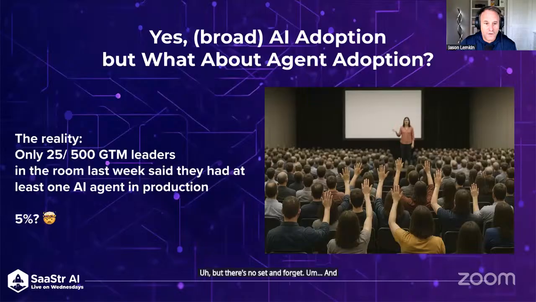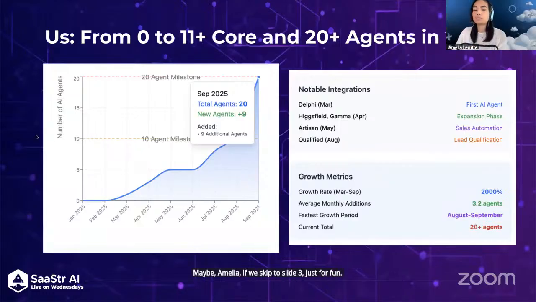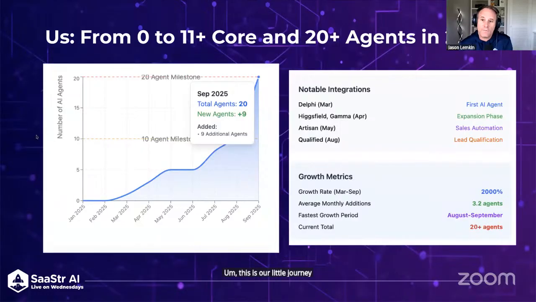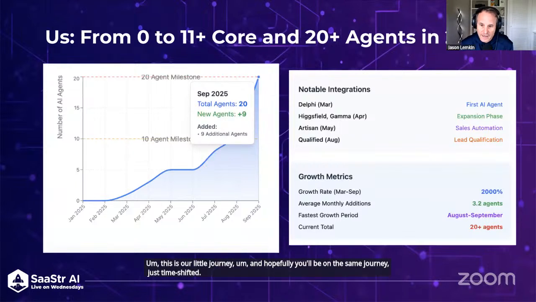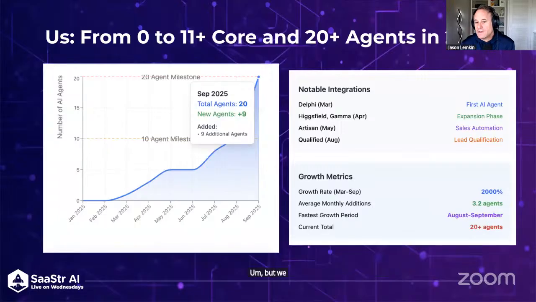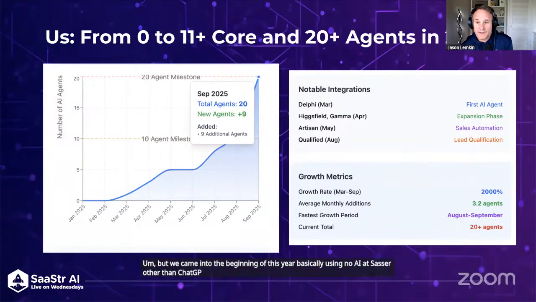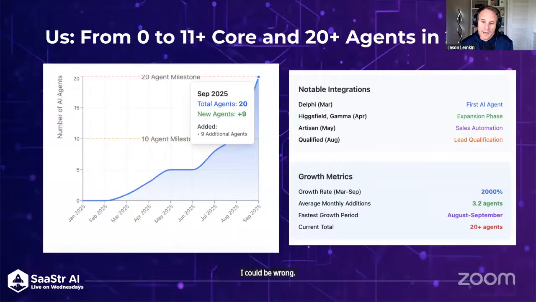Maybe Amelia, if we skip to slide 3, just for fun. This is our little journey, and hopefully you'll be on the same journey, just time shifted. Amelia, tell me if we got this wrong. I just made this in Claude in 60 seconds before we started. We came into the beginning of this year basically using no AI at SaaStr other than ChatGPT and Claude. I could be wrong, using nothing.